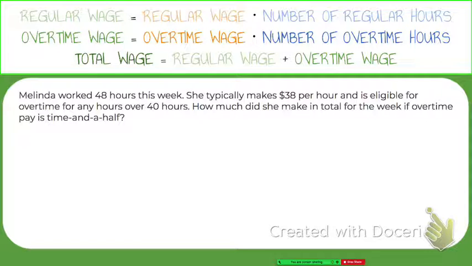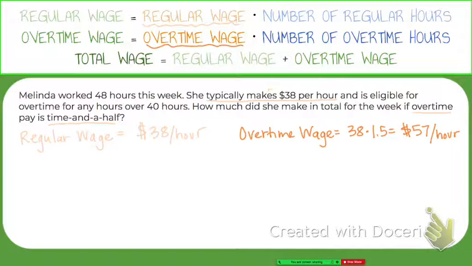So let's first think about how much they are paid each hour regularly versus overtime. Here it says she typically makes $38 per hour, and that when she's paid overtime, she's paid time and a half. So let's think about what that means. That means that her regular wage, what we're going to insert into this first formula, is $38 per hour. How do we find the overtime wage if she's paid time and a half? What we do is we take that regular wage and we multiply it by 1.5. And when we do that, we get $57 per hour. That's her overtime hourly wage.